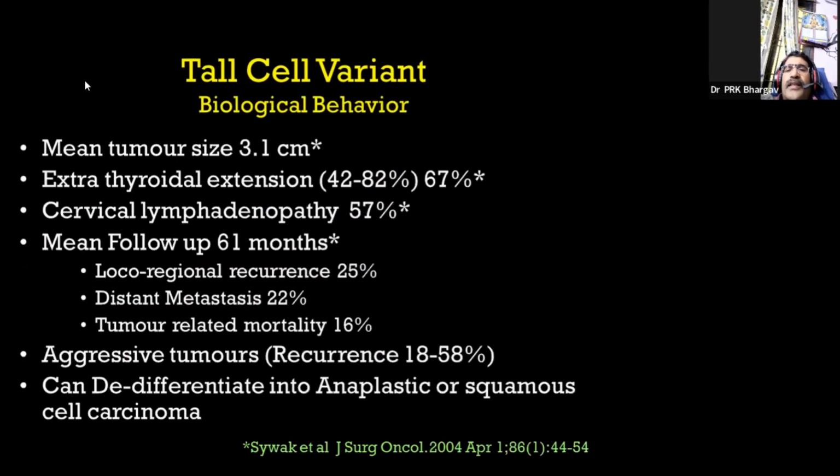Coming to the biological nature, they are aggressive tumors with high recurrence rates. They tend to dedifferentiate to anaplastic or poorly differentiated variants more frequently. The cervical lymphadenopathy rate is very high, up to 57%. Extrathyroidal extension is also very high. The chances of distant metastasis and tumor-related mortality is around 16%, 5-year survival rate. So that's how this is one of the bad prognostic variants of PTC.